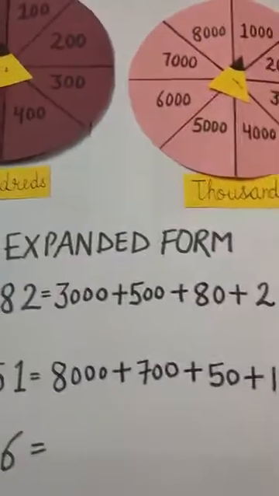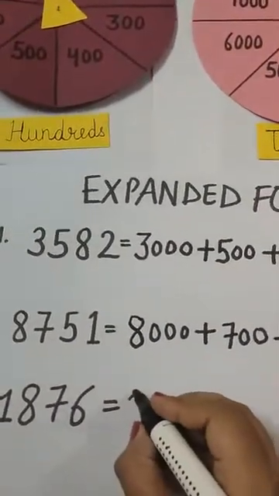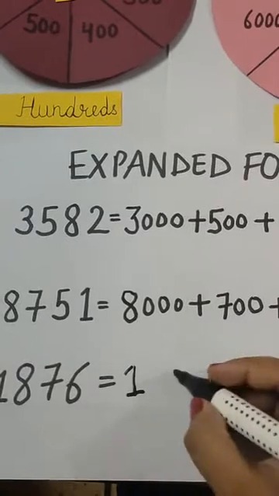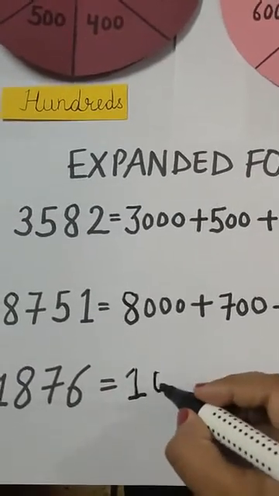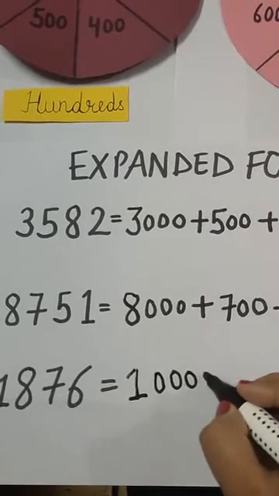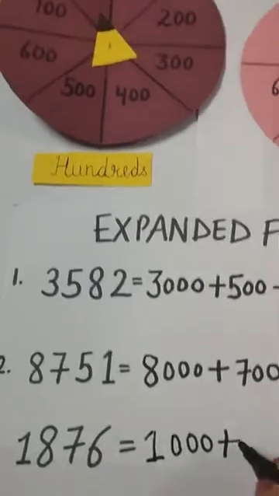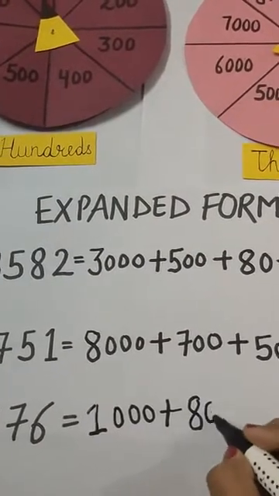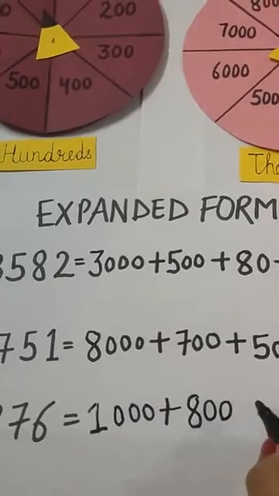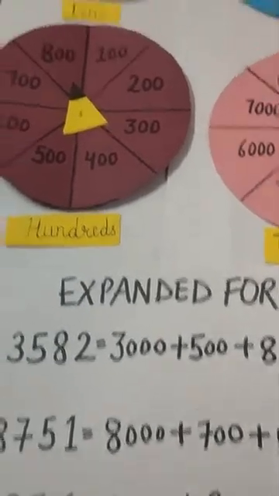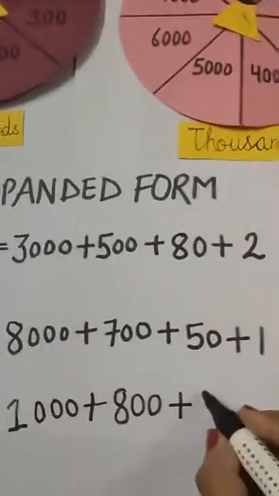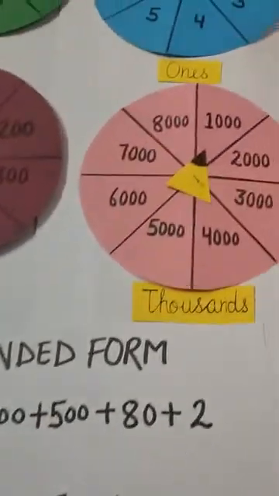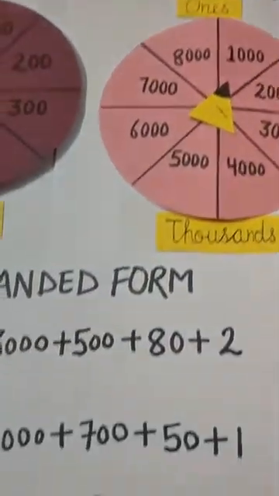So here we have 1000. So here I will write 1000 plus 800. What's the place value of 8? That is 800. Next we have 7. Now we will see the tens place, that is 70. We have fixed it towards 70. And in the last we have 6. So here the ones place is 6. So here I will write 6.